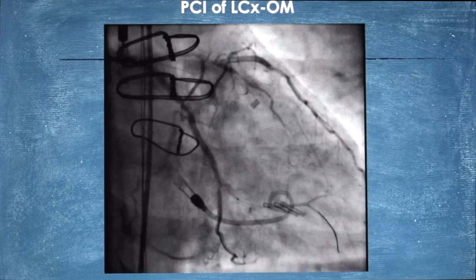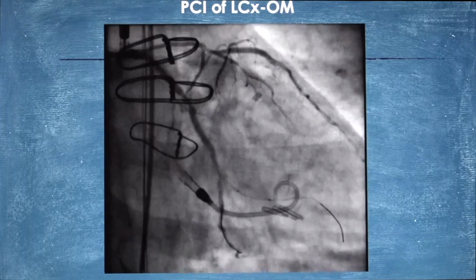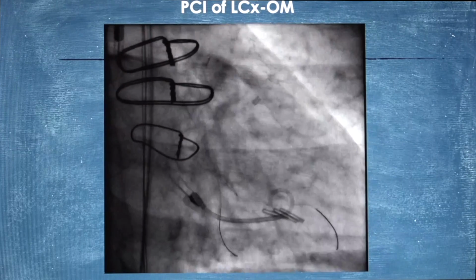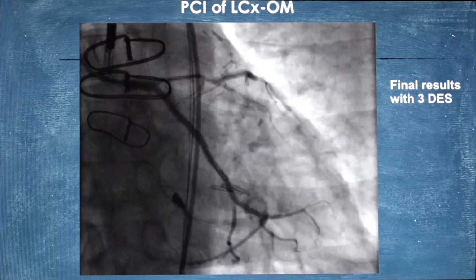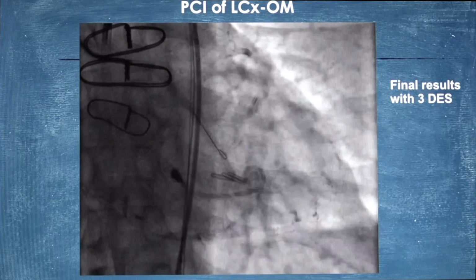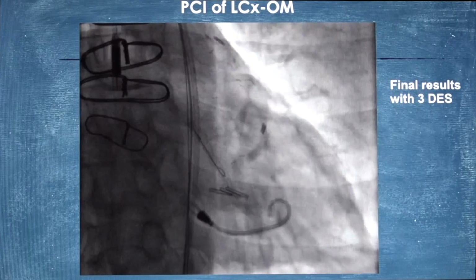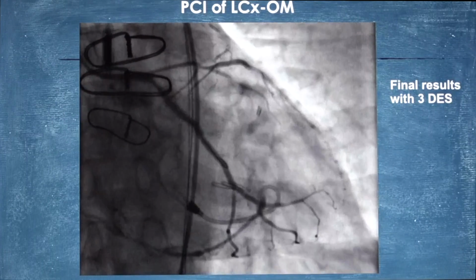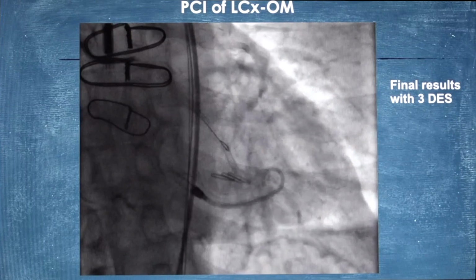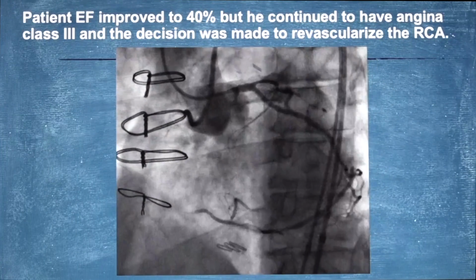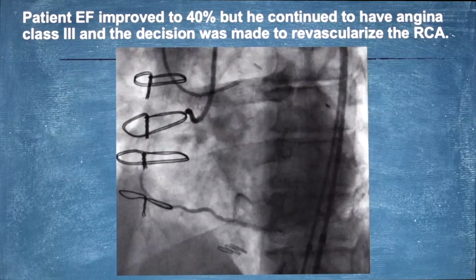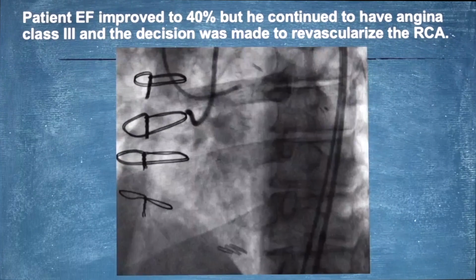So the first approach was to do an Impella-supported PCI of the circ system, because this is the single remaining graft that he had. So we had Impella here and 2 wires. And after we placed 3 drug-eluting stents, we see that we had good flow to the circ. We also put 2 stents into the diag, as you can see there. So his ejection fraction improved after this, but he continued to have class 3 angina, so the decision was made to revascularize the RCA.